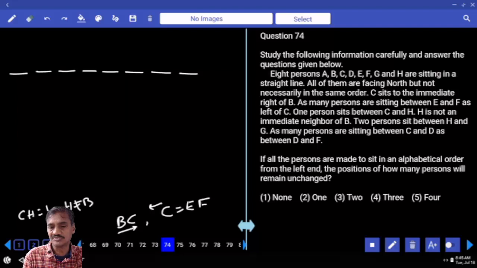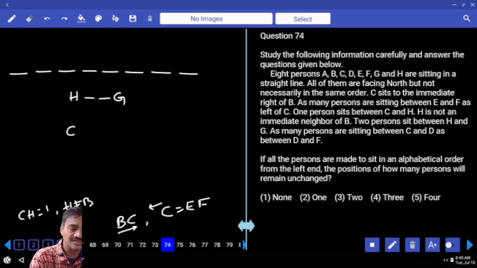And 2 persons in between H and G. Between H and G, how many people are there? Exactly 2 people. Now 2 people between H and G. H can be to the left hand side of G or H can be to the right hand side. And so how many possibilities we have for H and G? 2 possibilities.